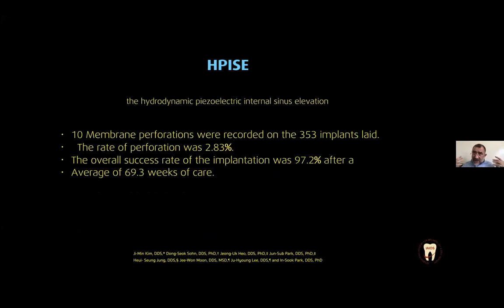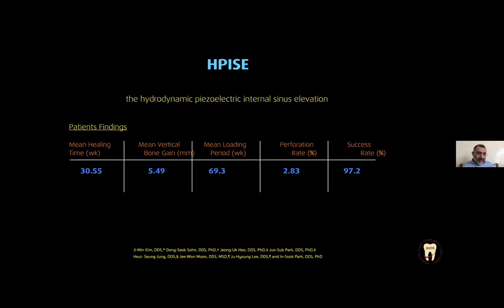And they had this conclusion. There were 10 membrane perforations recorded on 353 implants. The rate is 2.83%, and the success rate is 97.0% after 69 weeks of care. This is the result. When I saw this result, I said to myself, this is the technique. I have to do this technique on all my patients. I adopted this technique because it is safe and very simple to use for the practitioner.